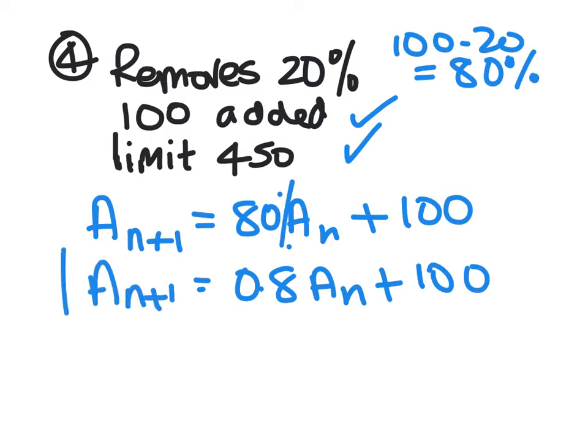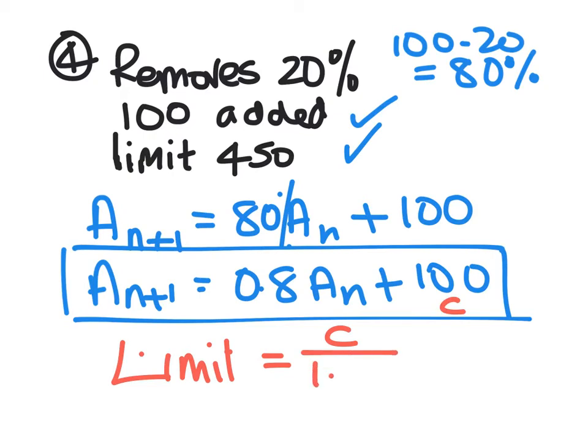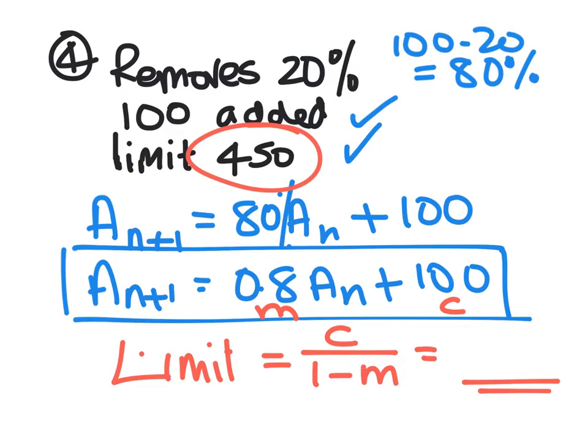Now looking at this recurrence relation that you've got, what you need to be looking for is the formula for the limit. And the limit, if you remember, is equal to the C number, which is the number at the end, over 1 minus the M number, which is the number before the AN. So if you put 100 in the formula and 0.A in the formula, you'll get a limit. Once you've got that limit, compare it to the 450 and find out whether Mr. West is going to be saved or not.